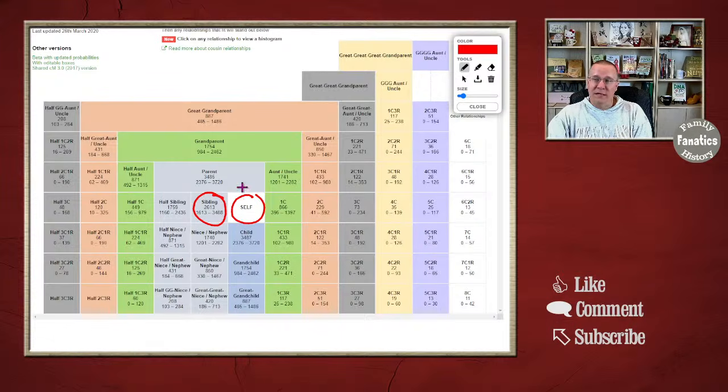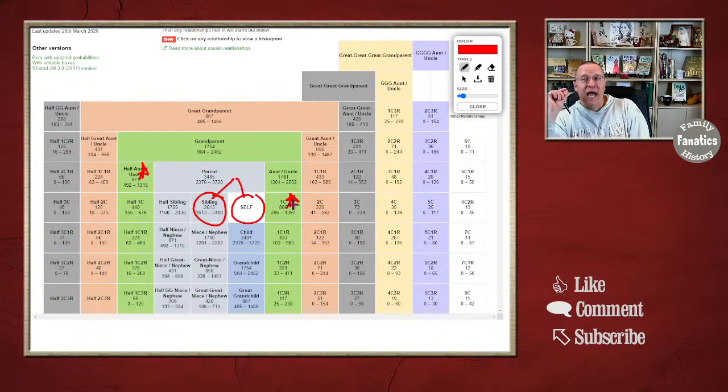And Dennis doesn't say whether this is a full sibling or a half sibling. In this case, it doesn't matter because they share at least one parent. And that parent is also related to either that half aunt or this first cousin, the same person that we don't know whether they're a half aunt or a first cousin.